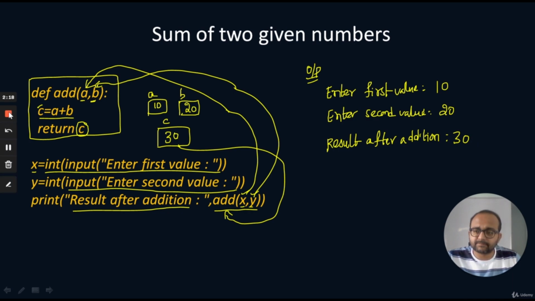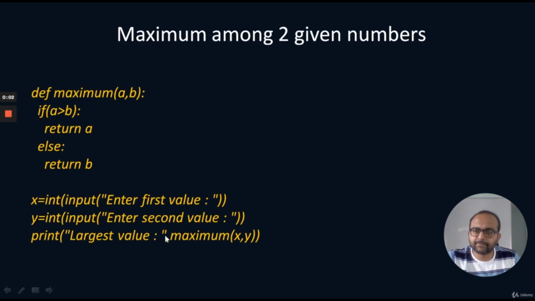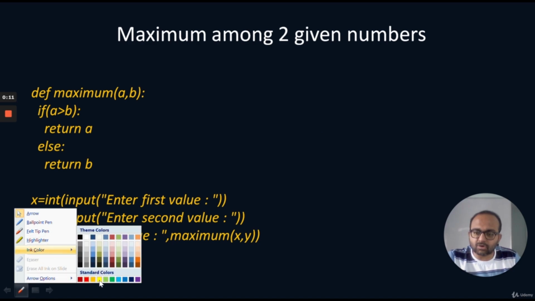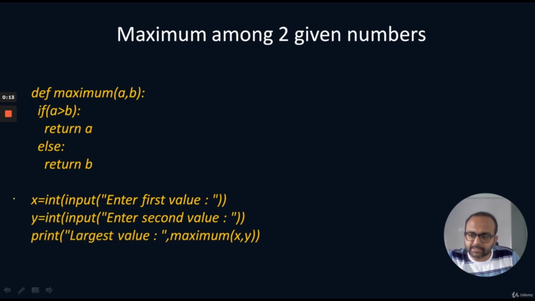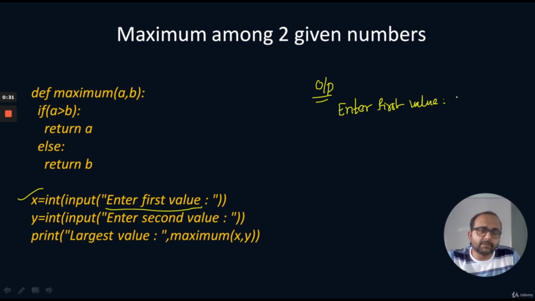So the next one is finding the maximum among two given numbers with the help of a function. Let's see how this function calling is done here. The execution starts from here. x is equal to int of input of enter first value. So we are prompted to enter the first value in this case. Let us suppose when we enter the first value, the value entered is 25. Immediately variable x will be holding the value 25.